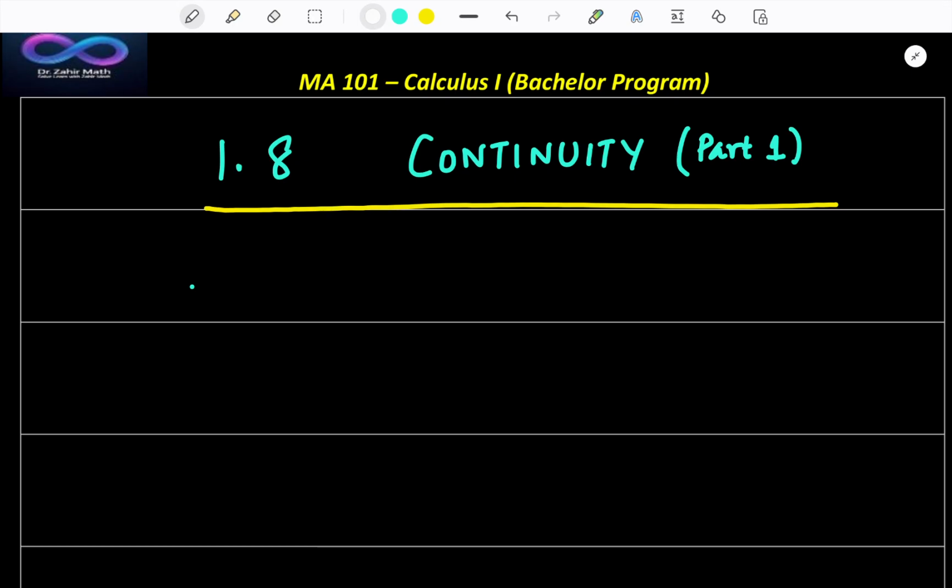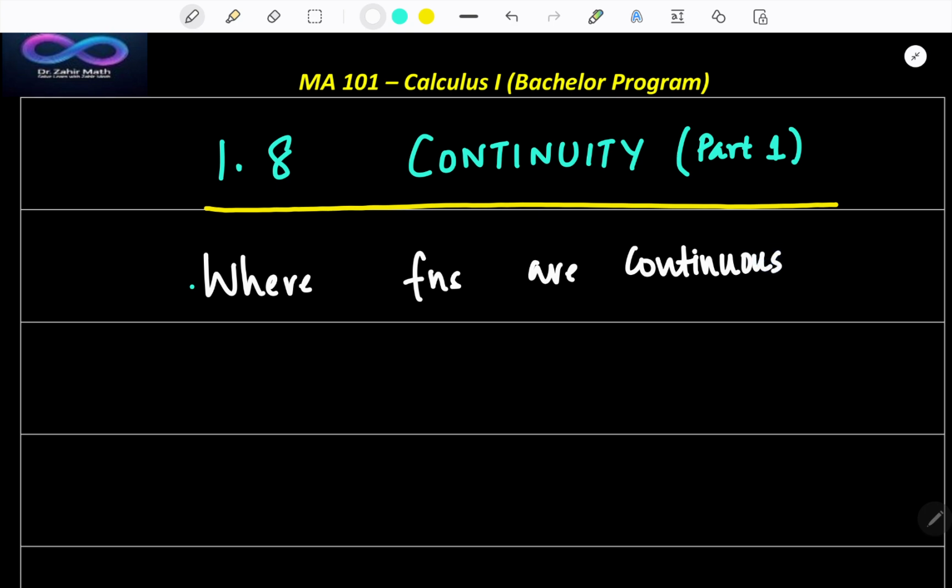Today we are starting section 1.8, continuity. In this video, we will quickly check where the functions are continuous and where they are discontinuous. I'm not going to check continuous or discontinuous; in this video, I'm going to do the first set of problems, where functions are continuous and where the functions are discontinuous. Discontinuous means not continuous. I'll show you simple shortcuts to spot discontinuity fast, so you don't get stuck.